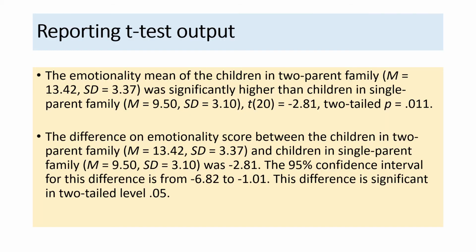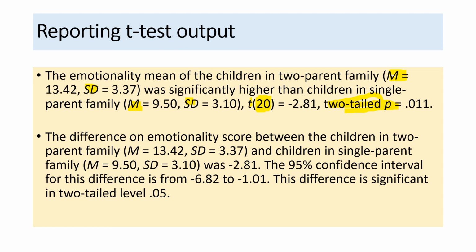And this is how you report the t-test output. So we can see the emotionality mean of the children in two-parent family, the group number 2, was, and then you have to mention the mean and the standard deviation here in parentheses, was significantly higher than children in single parent family, and again mean and standard deviation, and comma the t, and this is the df, the degrees of freedom, t(20) equals negative 2.81, and then the two-tailed p level or significance level equals 0.011.